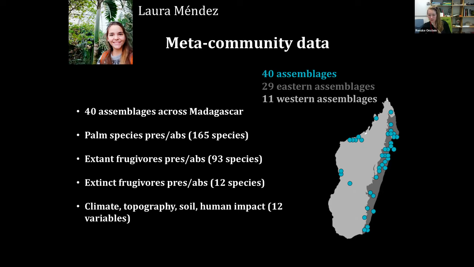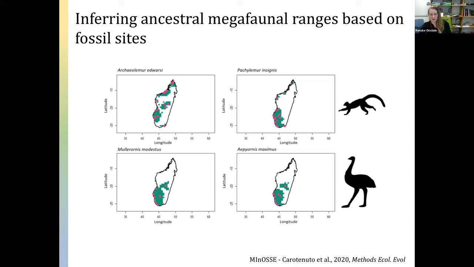And at the same time, we wanted to correct for climatic variables that may affect the composition of the palm species. So we used fossil sites and co-occurrence of these giant lemurs and elephant birds with other taxa that still live today to infer their likely ancestral ranges. So this is basically a kind of co-occurrence in the fossil site analysis, and therefore assuming they had similar ranges as those species that still live today. So here are a couple of examples of how we inferred these ranges.